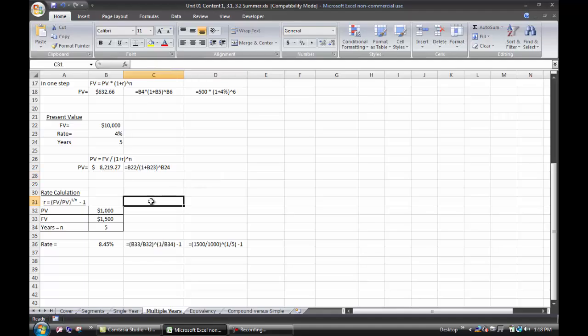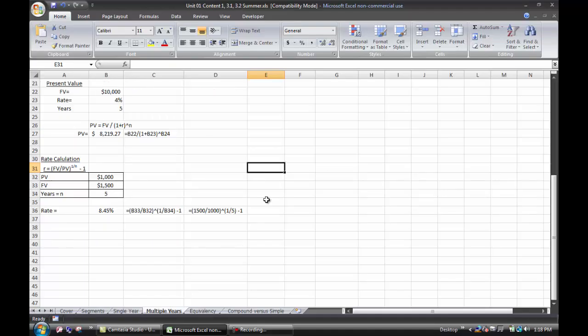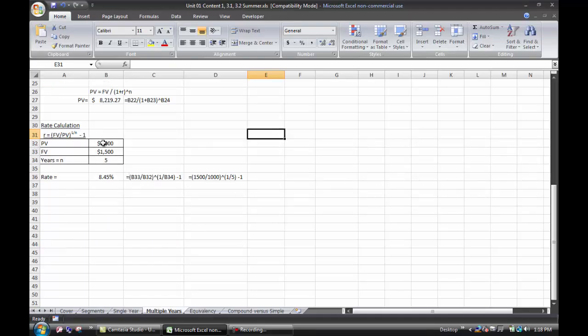Okay. The last thing is the rate calculation. We're going to show this week at least. If we have a present value of 1,000 and a future value of 1,500 for 5 years, we can find the rate using this equation here, which is the future value, B33, divided by the present value, B32, as we show here, or here. We raise that to the 1 over B34. That's the 1 over 5, 1/5.